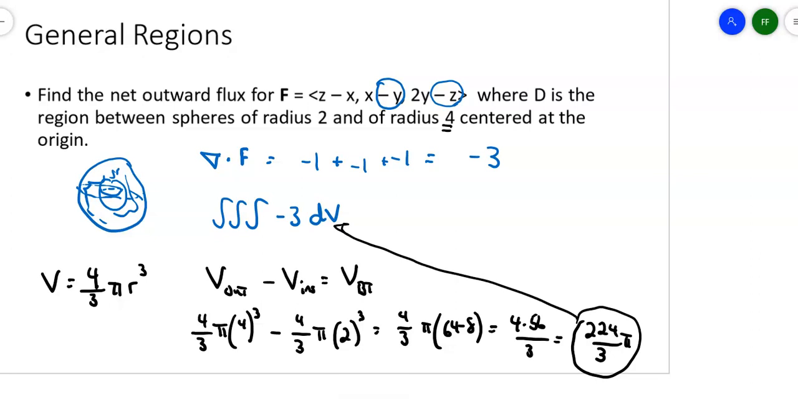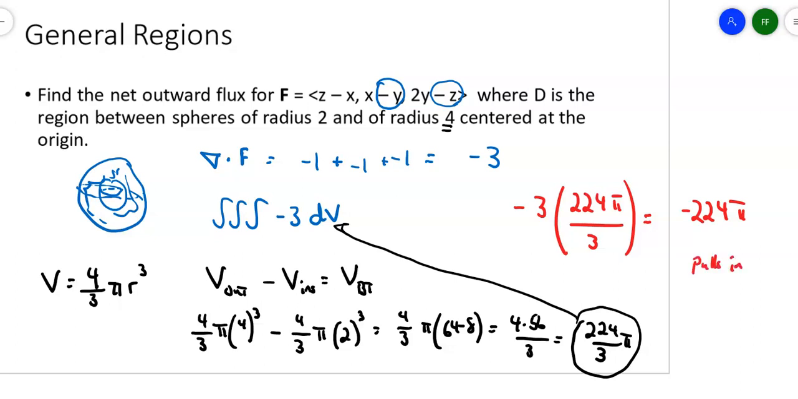All right, this now goes in for the dV, and look how convenient that is. We end up with -3 times 224 pi over 3, which just gives me -224 pi. So the net outward flux is negative. That means that it pulls in. If the outward flux is negative, then it pulls in. I told you this would be short. That's the end of 17.8.